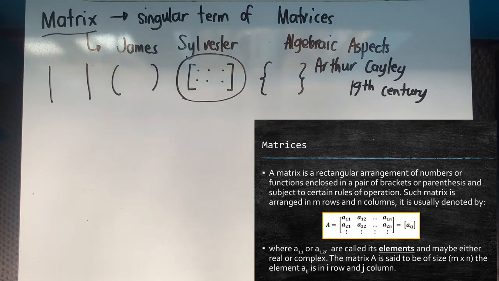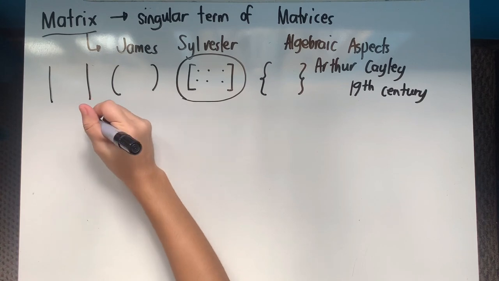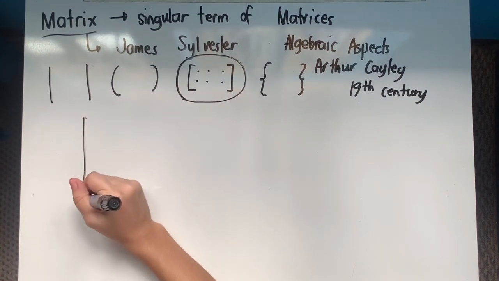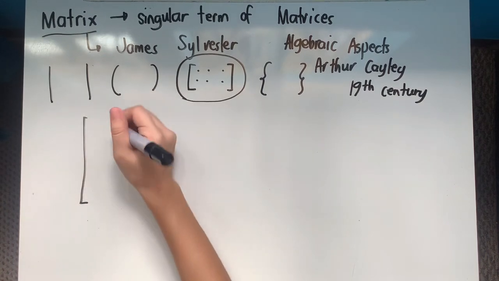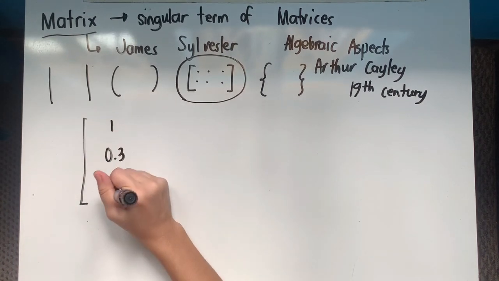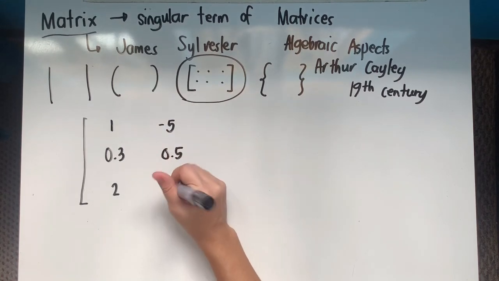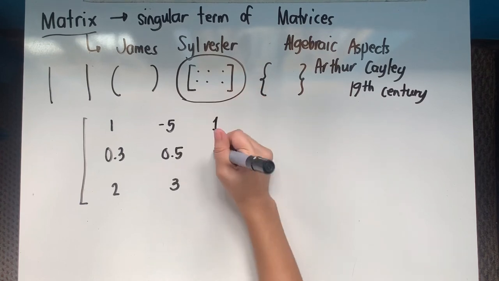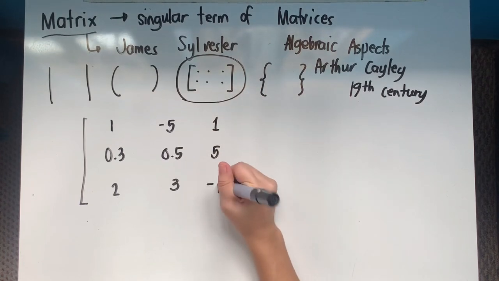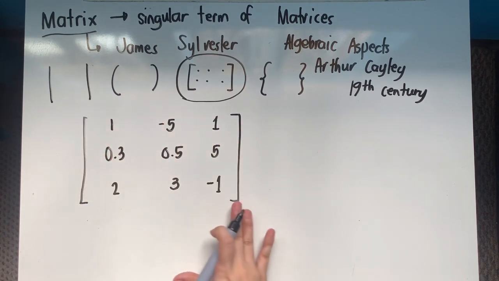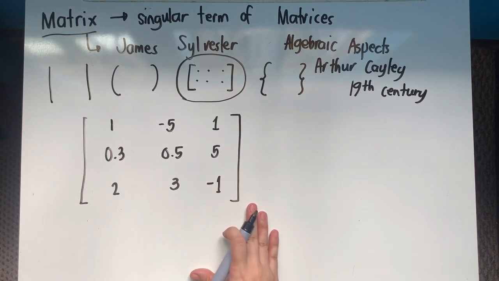or functions, okay, pwede siyang, it could be of any size. Let's say we have an example of 1, 0.3, 2, -5, 0.5, 3, 1, 5, -1. Okay. So let's say we have this matrix. This matrix has three columns and three rows, okay?